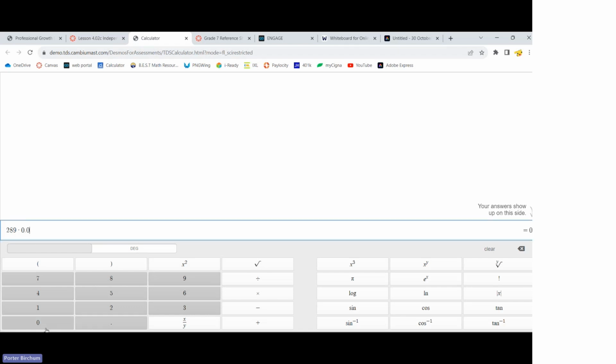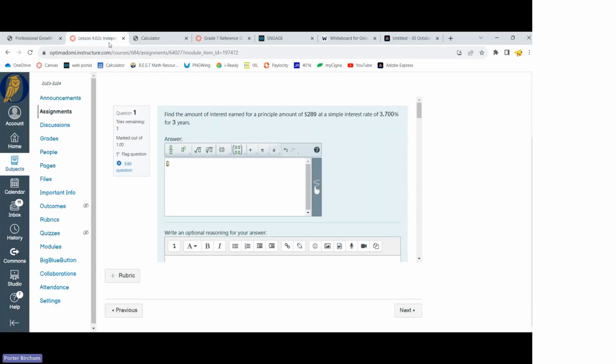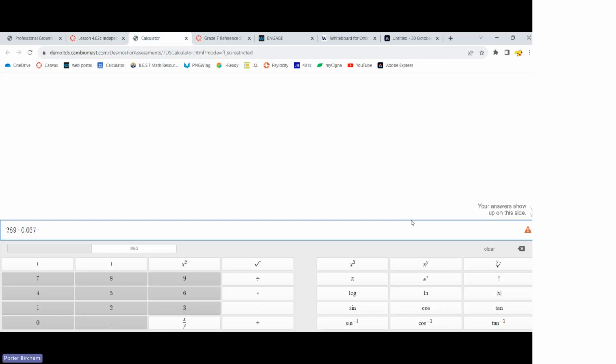So I'm going to do 0.037 and type that in my calculator. And then times that by how many years? 3, for 3 years. So let me do backspace. This is how much interest I would get from 1 year. But for 3 years, I would get 32.079. Ooh, copy.